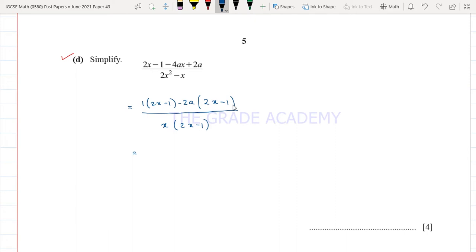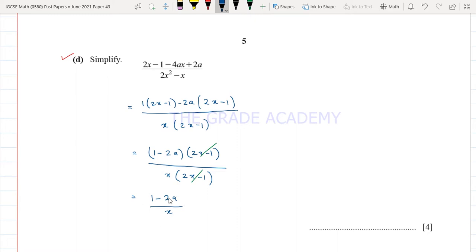So in factor form, we can write the numerator as 1 minus 2a times 2x minus 1, divided by x times 2x minus 1. Here we can see that the numerator and denominator have a common factor, which is 2x minus 1. So we can cancel it out to get 1 minus 2a over x.